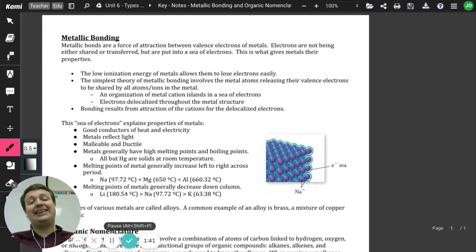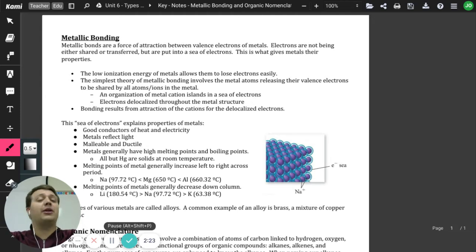What this does is give metallic bonds the properties that we think of with metals. They're going to be great conductors of heat and electricity. They're going to reflect light. They're also going to be malleable and ductile. Malleable essentially means to be able to bend without breaking. If you hit it with a hammer, does it tear, or does it just form a little dent? That would be malleable. Ductile means to be able to be stretched into a wire. Metals are able to do these things because of the properties they have with their electrons, because of that sea of electrons.